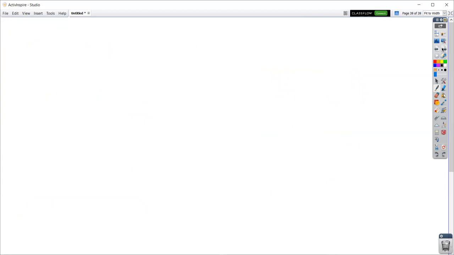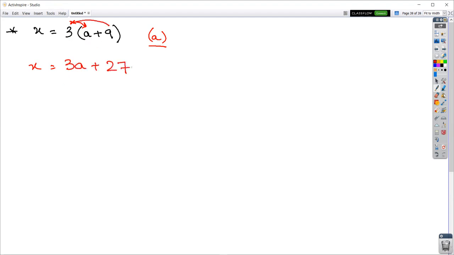Now, going on to the next example. We have x = 3(a + 9). So this is the next example, x = 3(a + 9), and we are trying to write a as the subject. To begin with, again, I see that there's a bracket. The first thing I have to do is to expand out the bracket. So the left-hand side stays the same. The right-hand side is to expand the bracket. Bracket means multiply. So 3 times a would be 3a, plus 3 times 9 would be 27.